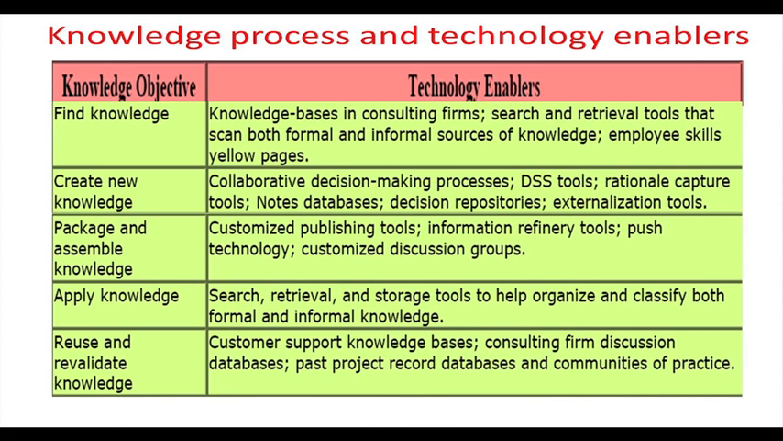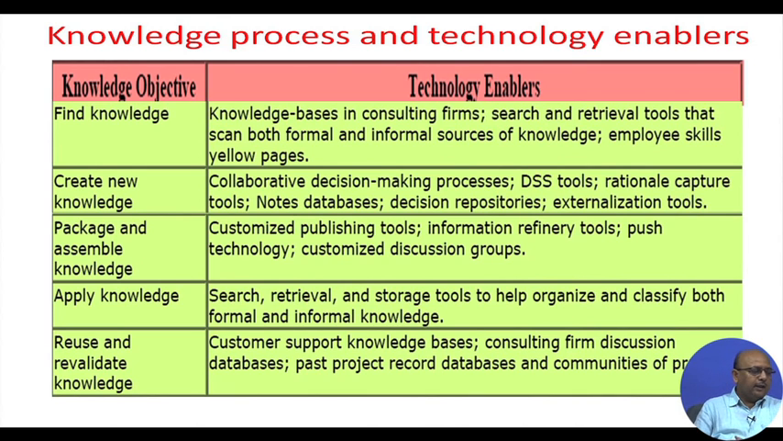Now, if you look at how it is going to enable, for example, in order to capture the knowledge, where the knowledge is. The technology enabler is going to see how we are going to get it, what the different sources are, formal and informal sources and LO pages, and how we can retrieve information from different sources. Then when it comes to creating knowledge, you have to see how you can make use of technology for decision making, like decision support systems, expert systems, databases, repositories, externalization tools.